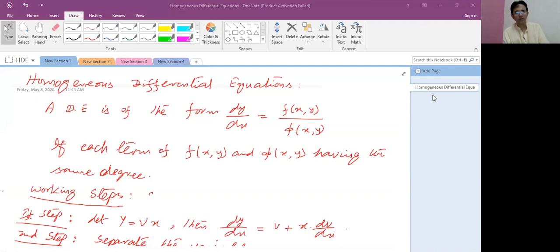Today we will talk about the homogeneous differential equation.